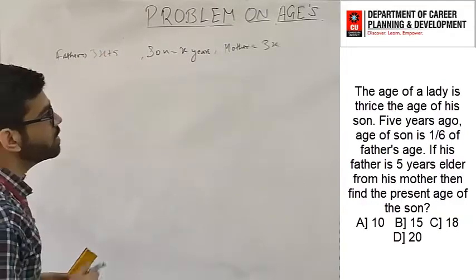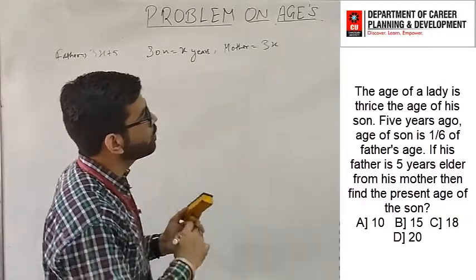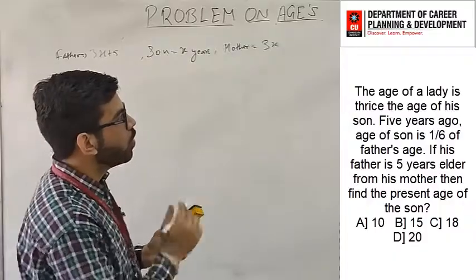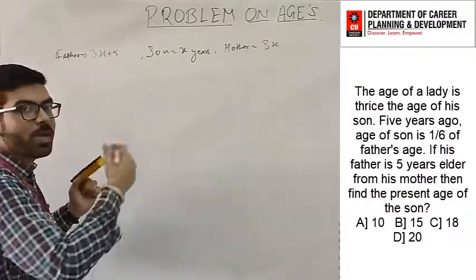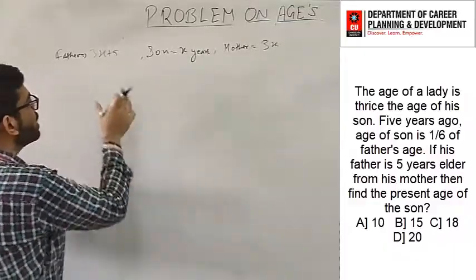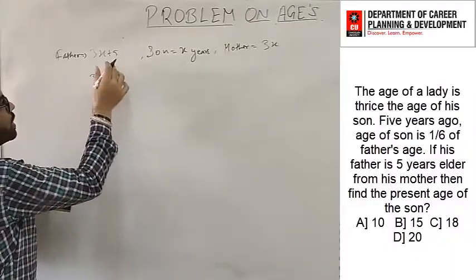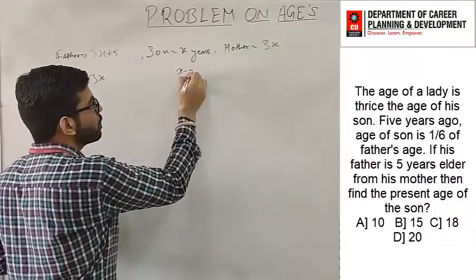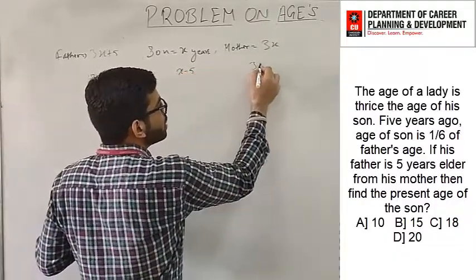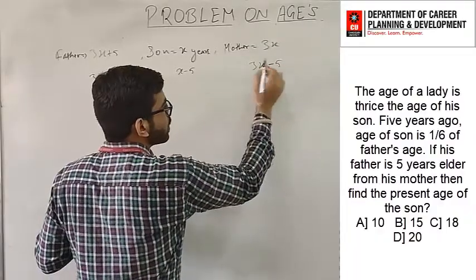In the same way, what is the next part of the question? It is 5 years ago. He's talking about 5 years ago, that means 5 years back, so we have to subtract 5 from each number. That means the father's age will be 3x plus 5 minus 5, the son's age will be x minus 5, and the mother's age will be 3x minus 5.